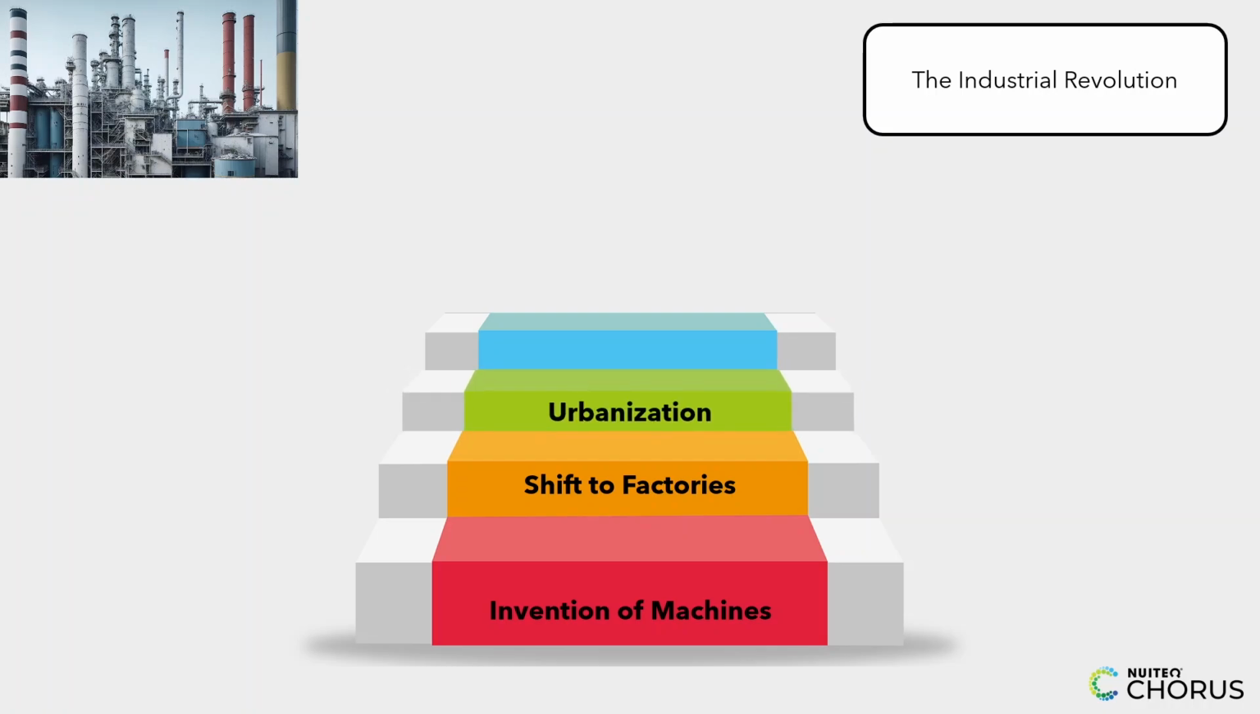Urbanization. As factories grew, people began moving from rural areas to cities to find work. Global trade expansion. Finally, goods produced in factories were traded around the world, which fueled economic growth. Here, the key steps, new inventions, the rise of factories, urbanization, and global trade, help explain how the Industrial Revolution changed societies across the world.